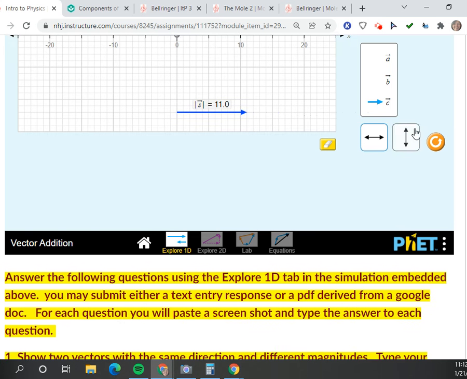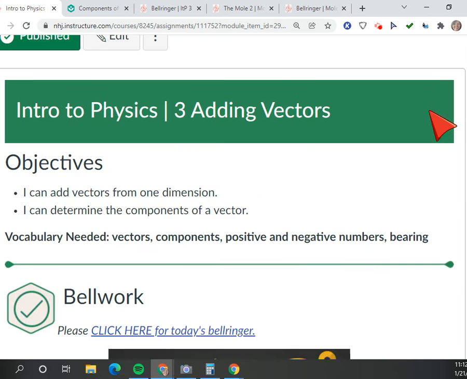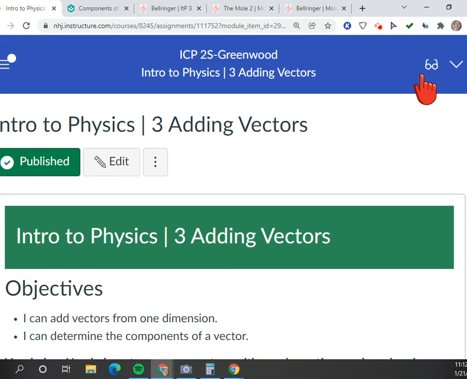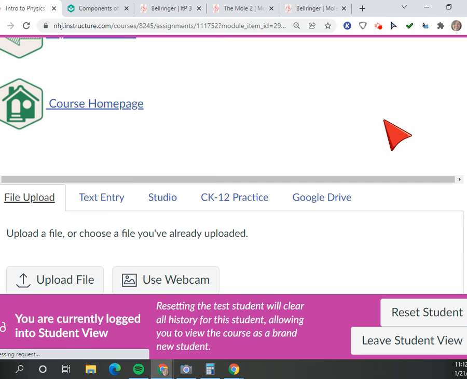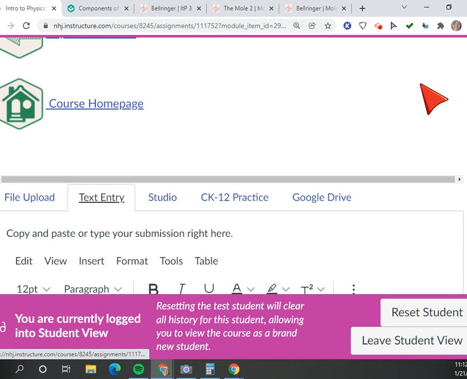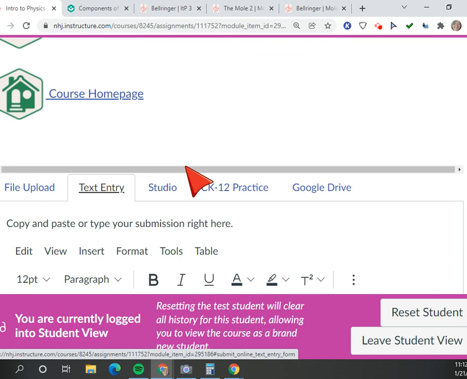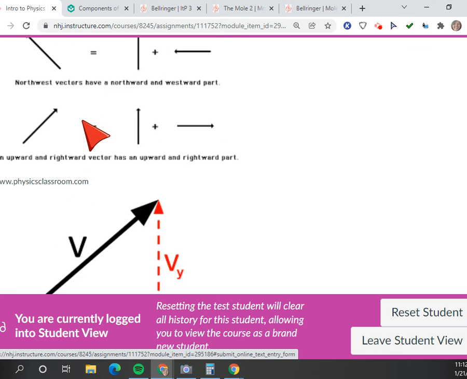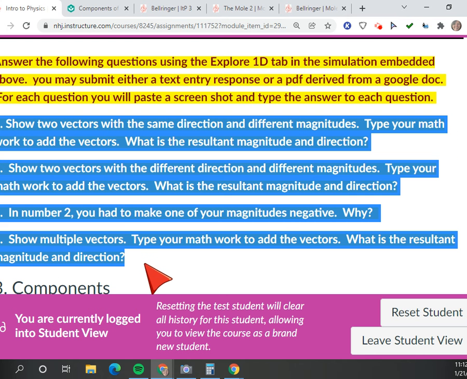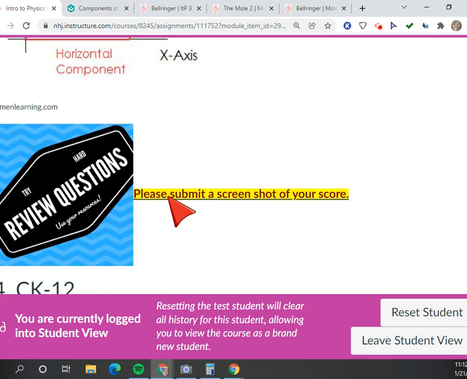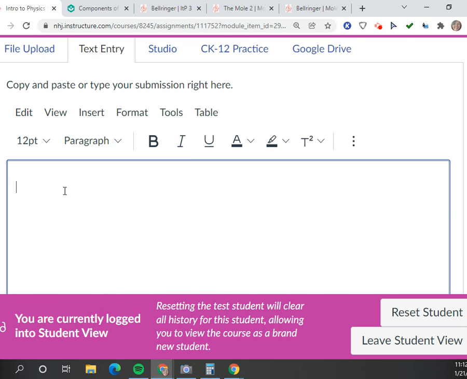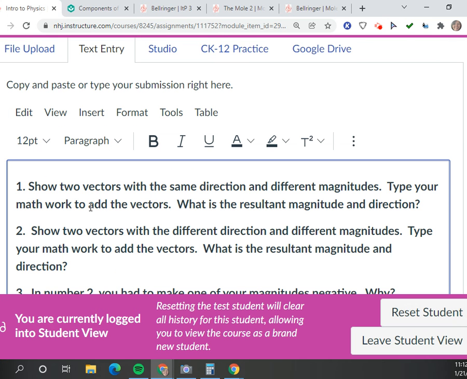Okay. First of all, what you want to do is go up to the top and hit start assignment, and it's going to give you the text entry, that rich text editor. Go ahead and copy your questions. Control copy. You're going to paste the questions into the text entry box, right? And then we're going to answer the questions. So let's do the first one.